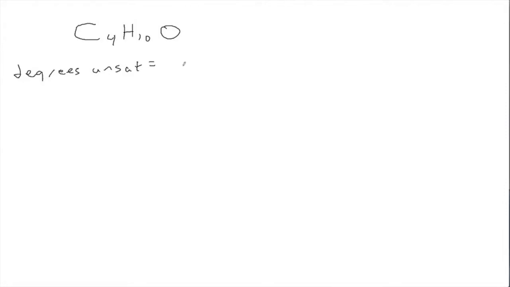Yeah, it's looking like 0. We got 2 times 4 plus 2 minus 10, so the degrees of unsaturation are 0. So what does that mean? No pi bonds, no rings. Excellent. Okay, so what I would suggest doing next is focus on the oxygen and try to figure out what type of functional group the oxygen is.